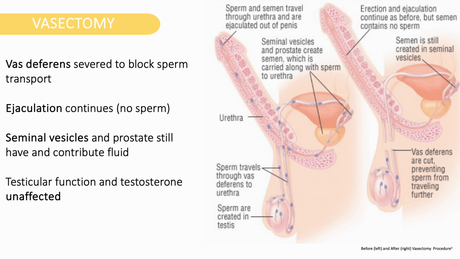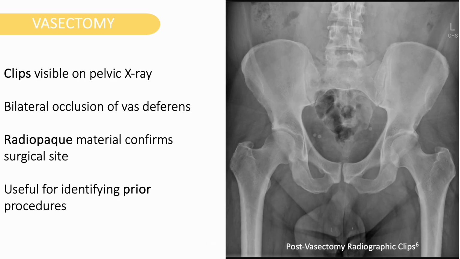Important to mention also that testosterone production, libido, and erectile function are not affected because the testes and the endocrine pathways remain unaltered. Semen is still produced during ejaculation, just without the sperm. This preserves both physiological function and sexual performance while we have an effective male sterilization.